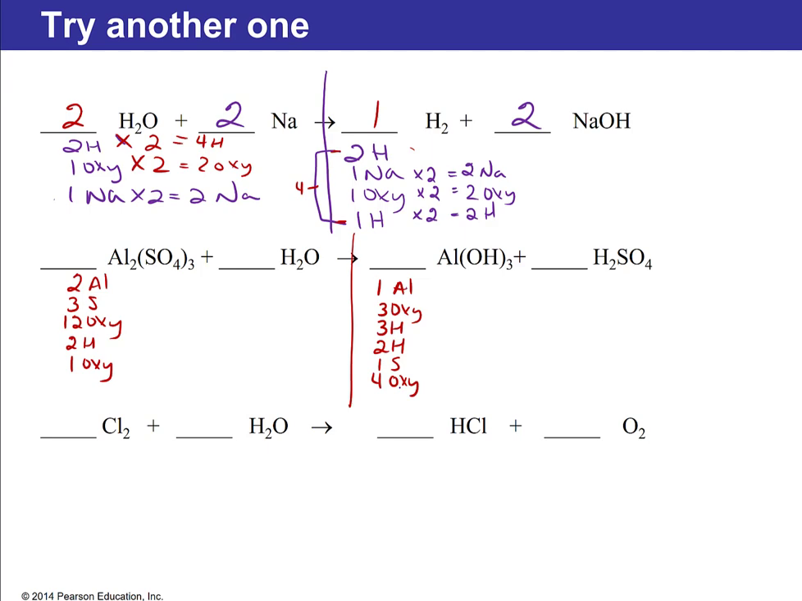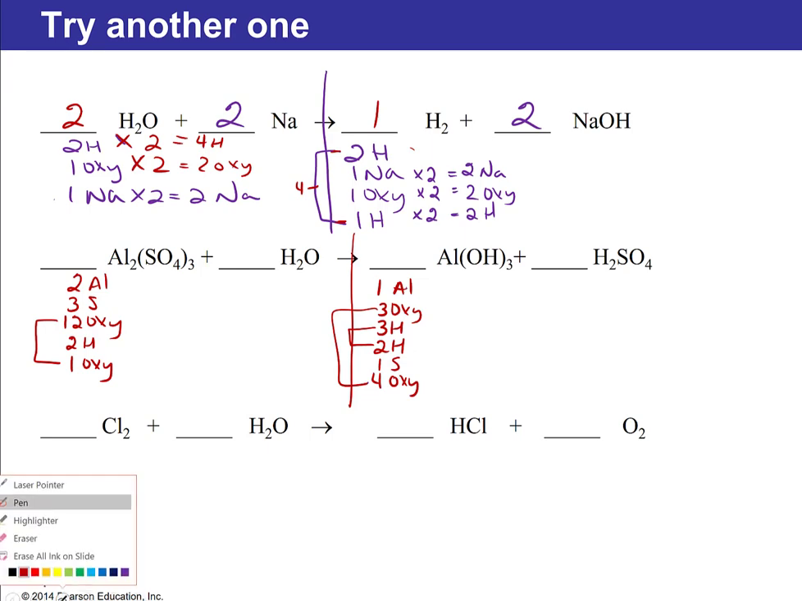First rule, balance the simpler ones. See, they've got oxygen over here and oxygen over here and hydrogen. Don't balance those first. Balance your aluminums first, then balance your sulfurs, and then we'll deal with the rest of them. So the first one's aluminum.